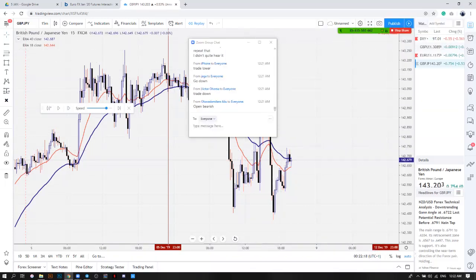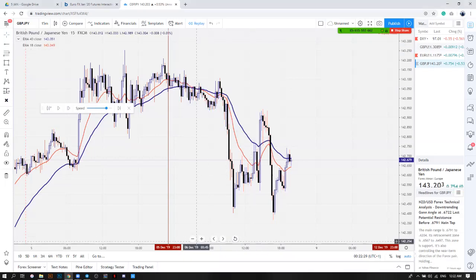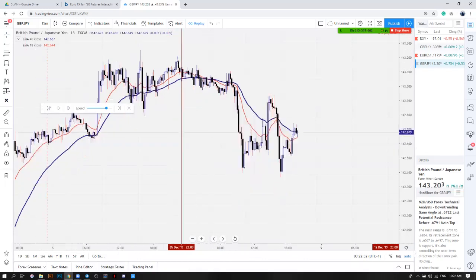Buy or sell? Are you looking to buy on Monday or are you looking to sell on Monday? Buy or sell? Let's see. Sell, exactly. So if you expect the market to go down, you sell.